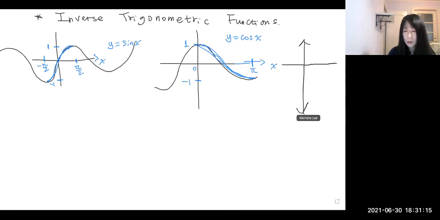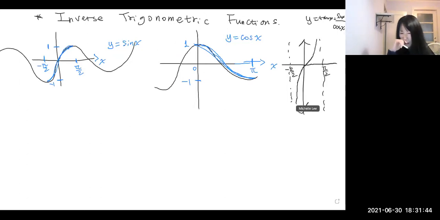Tangent is sine over cosine, right? So there is an asymptote because it is a fraction. When cosine equals 0, there is an asymptote, when it is negative pi over 2, right? So here is an asymptote. Then tangent looks like that, getting close to the asymptote here. I am drawing only one segment between asymptotes, but there are a bunch of them. This also fails the horizontal line test, so we just pick between negative pi over 2 and pi over 2.